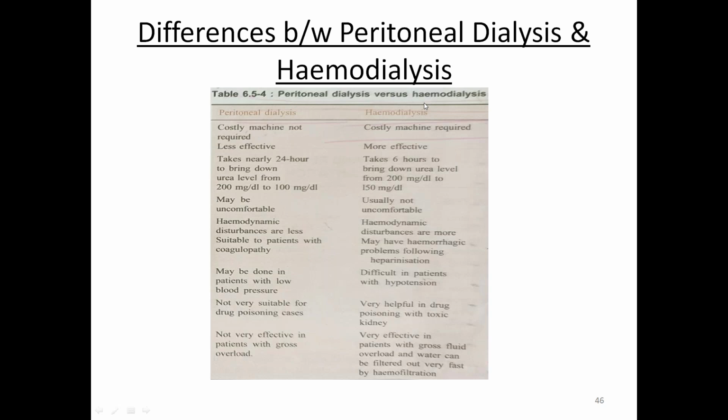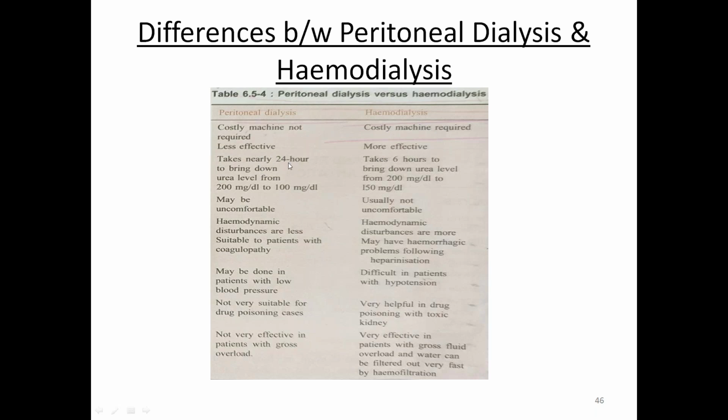So when you're asked about the differences, basically you have to give the differences of indication for the two procedures. What are the indications? The differences in their methods, and what are they used for. So let's have a look here. Your peritoneal dialysis, the machine is not costly, but hemodialysis is a costly procedure. Peritoneal dialysis is less effective, hemodialysis is more effective.